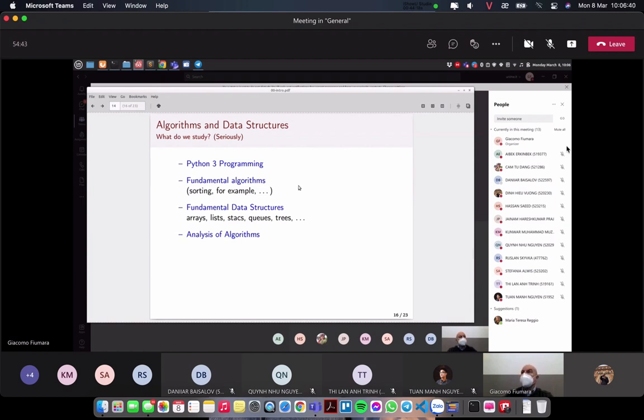Then we'll study fundamental algorithms, for example, sorting algorithms, but not only, searching, for example, and fundamental data structures, meaning arrays, lists, stacks, queues, trees, graphs, and so on. And we'll also carry out an analysis of the quality of algorithms. Because you may devise any sorting algorithm, but you should compare the quality of your algorithm with respect to the existing algorithms.